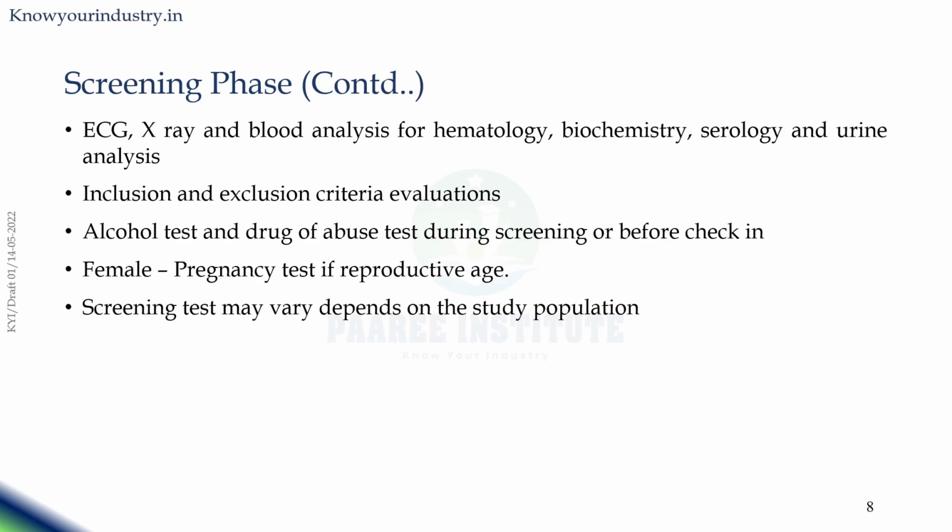In continuation of the screening phase, ECG, X-ray, blood analysis for hematology, biochemistry, and serology, and urine analysis are carried out. Then the inclusion and exclusion criteria evaluation is carried out. Finally, if everything is reviewed and the volunteer is eligible for the study, the alcohol test as well as the drug of abuse test are carried out before check-in for the study. In the case of female subjects of reproductive age, a pregnancy test is also carried out. So the screening tests may vary depending on the study population, the study design and the drug product.